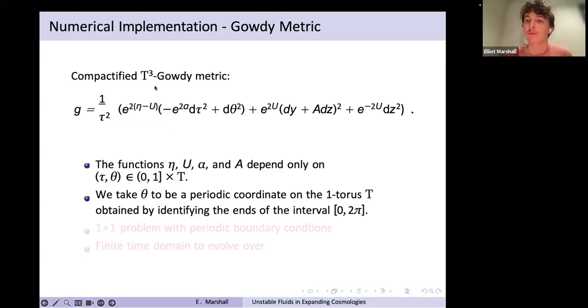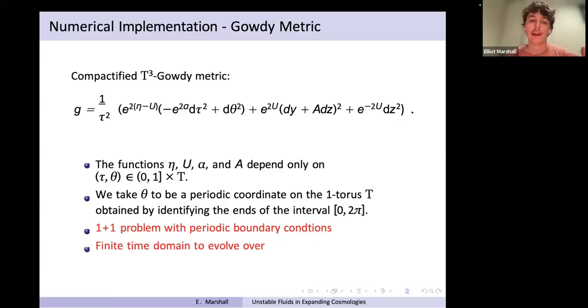It's a T3 metric. Once again, we're just going to have periodic boundary conditions in space. And it's a Gowdy metric, so it's a certain type of symmetry class, which I won't go into the details of here. But suffice it to say, we're going to be solving for our metric functions, eta, u, alpha, and a. They're only going to depend on tau, and theta is going to be a 2 pi periodic coordinate on the 1-torus. So really, the key takeaway that I want you to have is that by going to this Gowdy symmetry, we end up with a 1+1 problem with periodic boundary conditions. And by compactifying our time coordinate, we've got a finite time domain to evolve over.